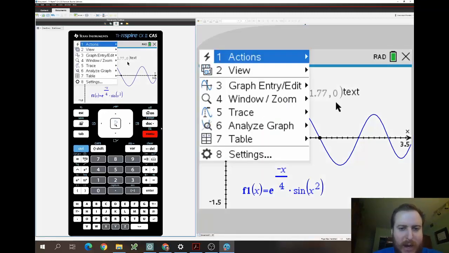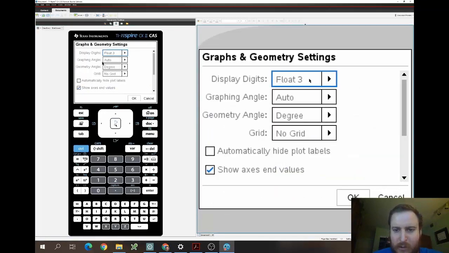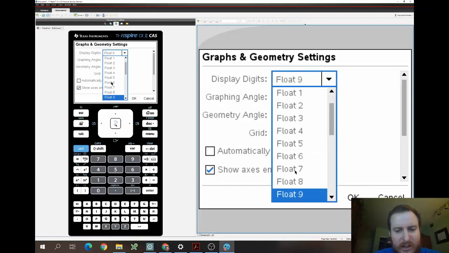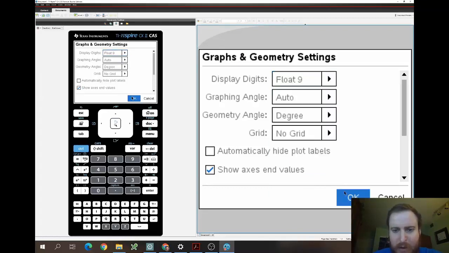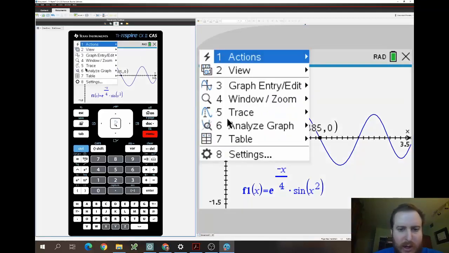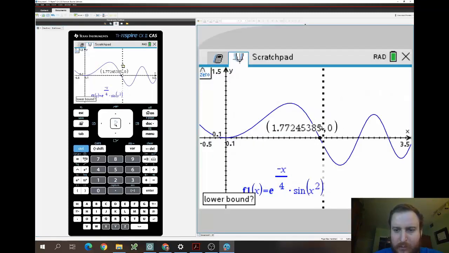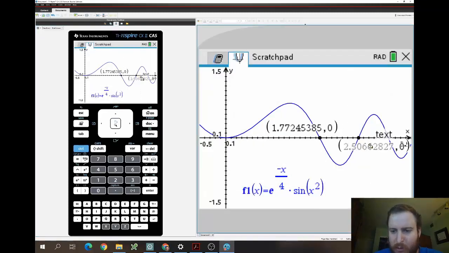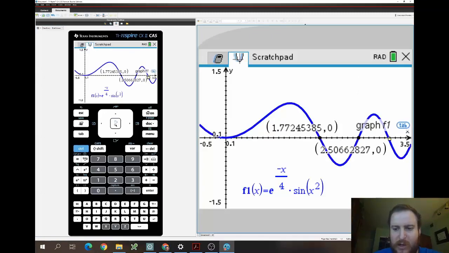So what we have to do is, I'm going to go to Menu, and I'm going to go to Settings. I'm going to change where it says float 3, which means I want it to report 3 digits. I'm going to change this to at least 6, 7, 8, or even 9. I'm going to go with 9. It's going to give me a lot more decimals. And now, for this point here, I can go out safely to 4 decimals and be fine. Then I'll click on my 0 again. So Analyze Graph, 0. And this time I want the second 0, so I'm going to go to the left of it. I'll go to the right of it. And I get 2.506. Now, I don't need this third one because this is actually after 3.